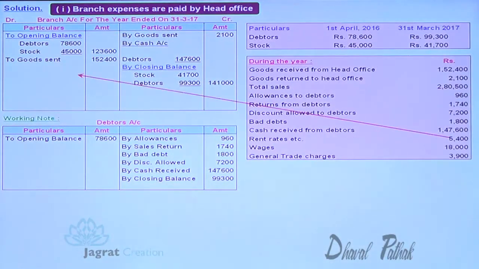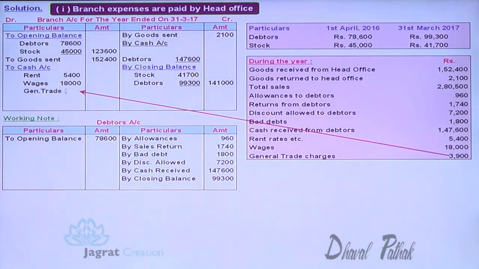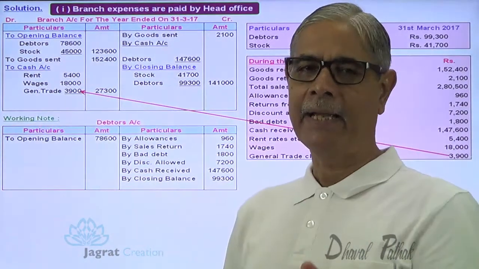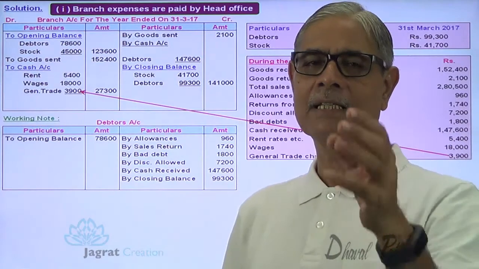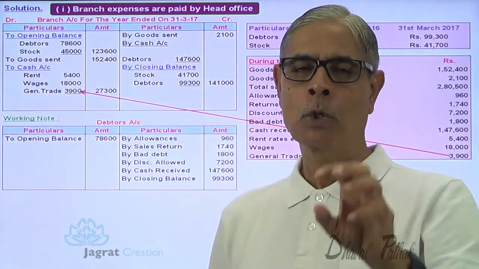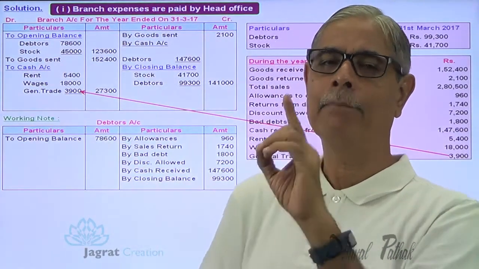So branch account debit to cash account, branch account debit to cash account, branch account debit to cash account. So these are the expenses paid by HO for branch. Branch is the receiver of the value. So branch account debit to cash account, that is the entry. So this is how the entry is recorded when the branch expenses are paid by HO.